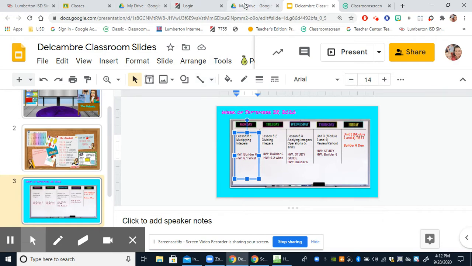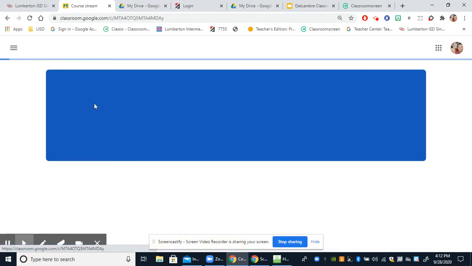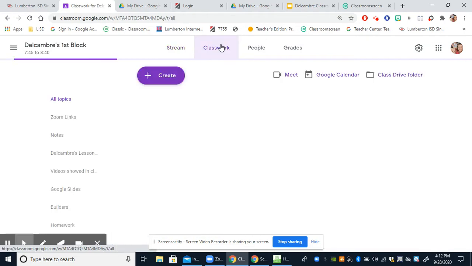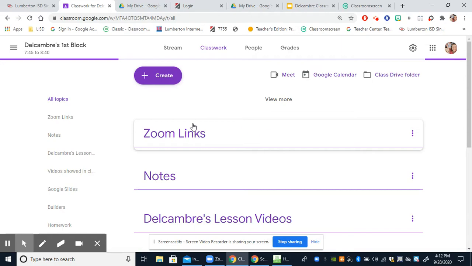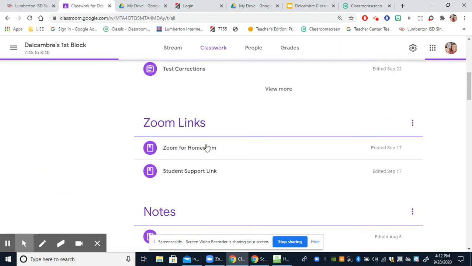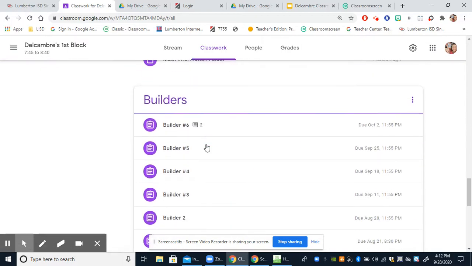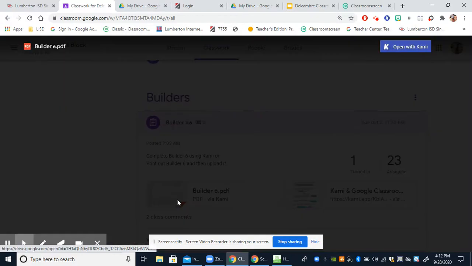Let's go to your builder. So I'm going to go to my classes. I'm just going to hit first block. Under classwork, builder 6 is already up there. Don't forget your Zoom links are up at the top. Scroll down to find the builders, or you can click the builders to the side. Here's builder 6. I'm going to go ahead and open it up and open in Cami.